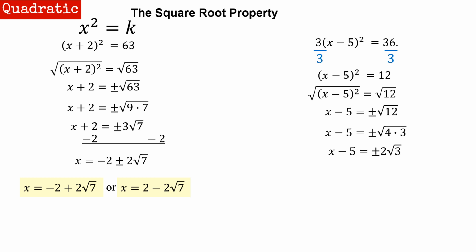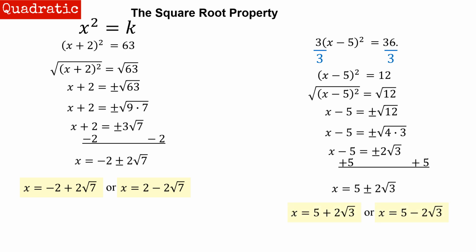We still need to solve for x. So we're going to have to add 5 to both sides. Once again, just like the last one, I like to put the plus 5 on the end because I don't want to get confused that those might be like terms, because they're not. That means we end up with x equals 5 plus or minus 2 square root of 3. This is a perfect answer.